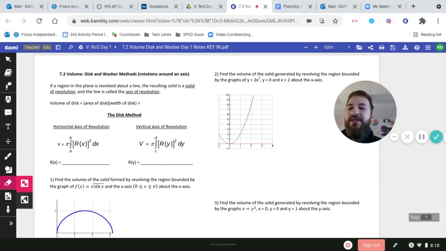Hey y'all, today we're going to be talking about volumes of revolution, or what we call revolving solids. This is another way that we can find volume. Last class we talked about volumes of known cross sections. This class we're going to find volume by revolving these spaces around an axis. It actually creates a cylindrical space, and it's really, really cool.